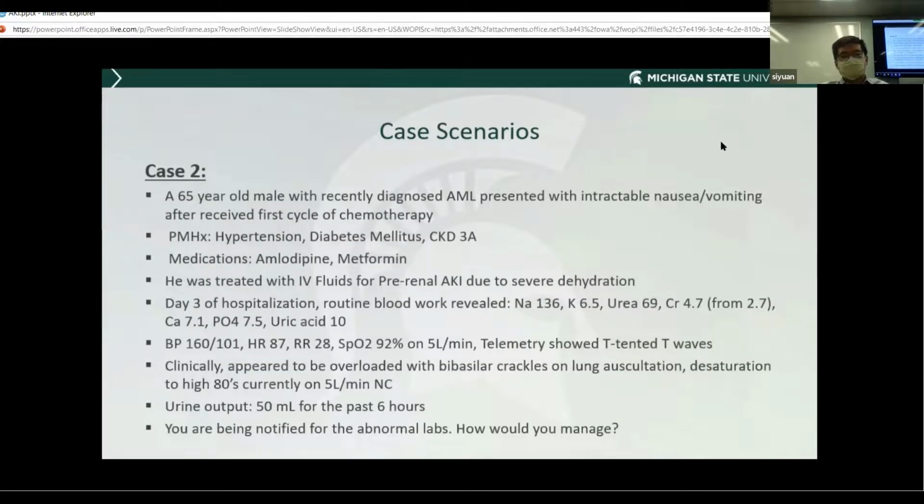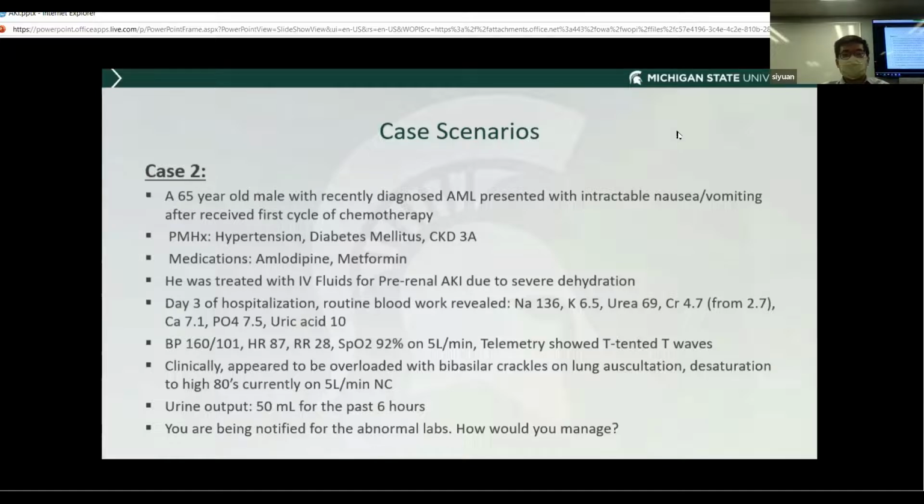So this is case 2. This is a 65-year-old male with recently diagnosed AML, presented initially with nausea and vomiting after he received chemotherapy. He has a past medical history of diabetes mellitus, CKD stage 3A, hypertension, and he's on metformin and amlodipine. So he was treated for dehydration causing the AKI with IV fluids.